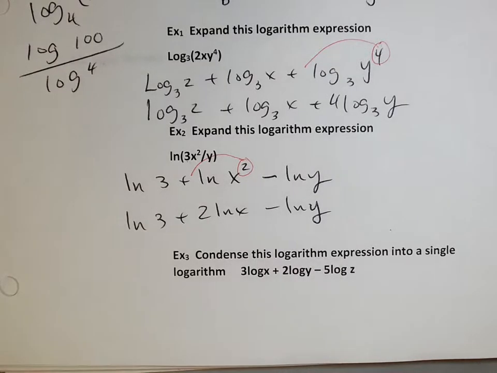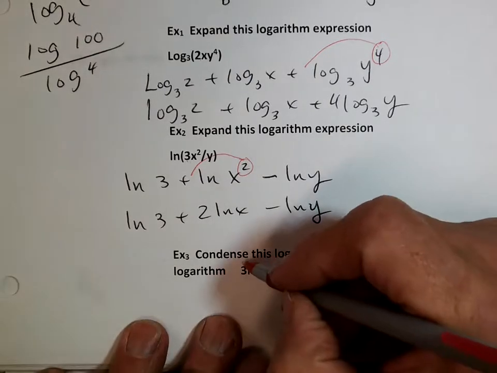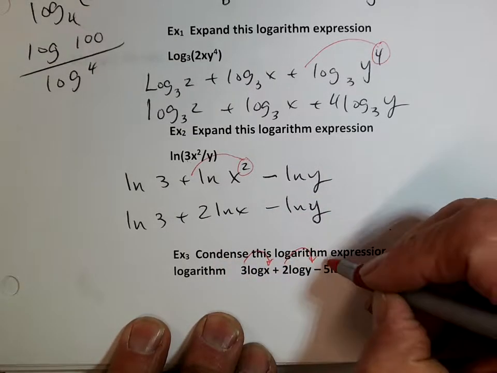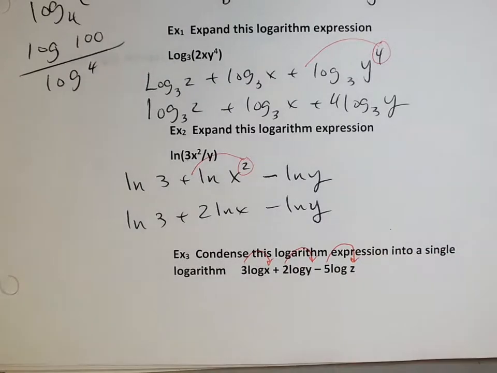Okay, example 3. Let's do the opposite. So we've got to squish it all together. Okay, we're going to squish it all together and make it 1. So the first thing I'm going to do is bring back in the exponents. Do you see the exponents? Yeah, there's some exponents. So I'm going to bring in the 3. I'm going to bring back in the 2. And I'll bring in the 5. Okay, so let's bring the exponents back in, okay?